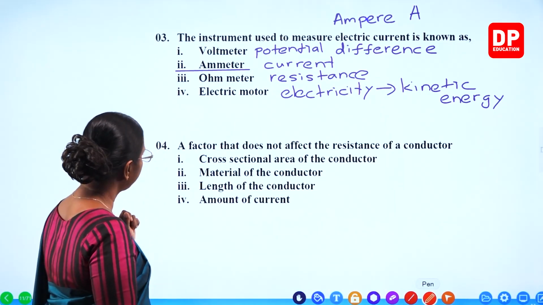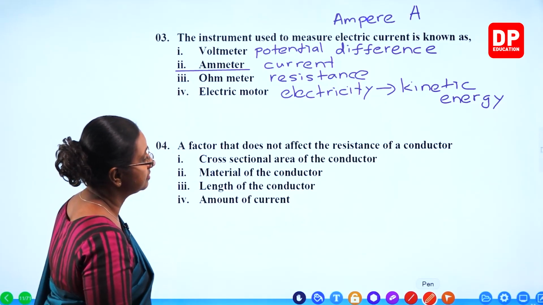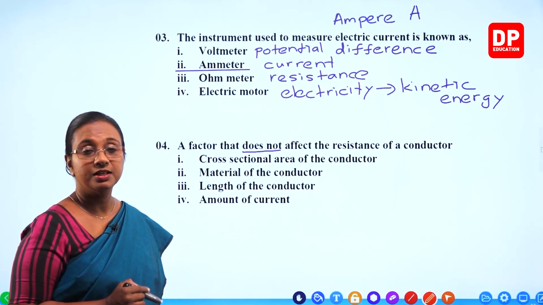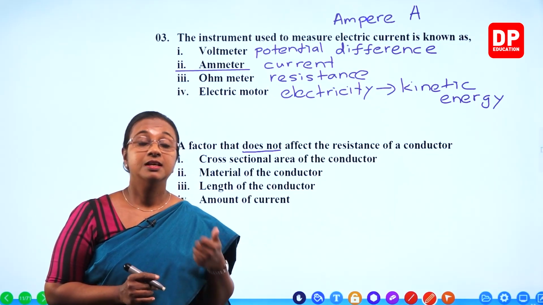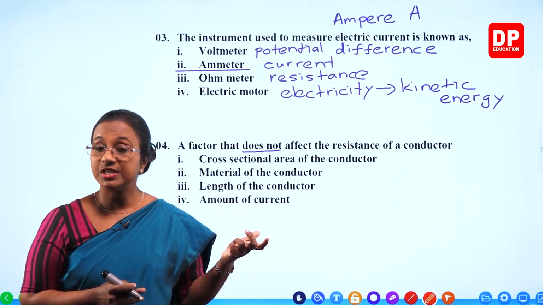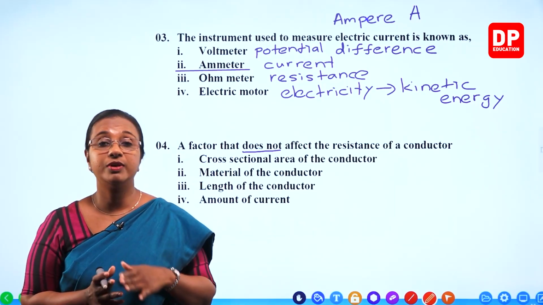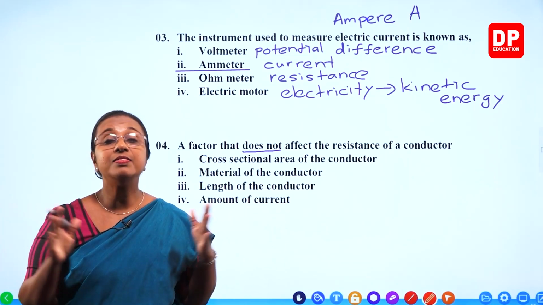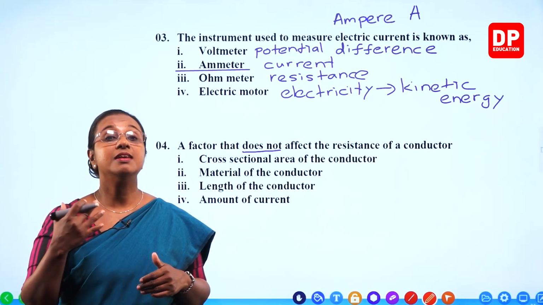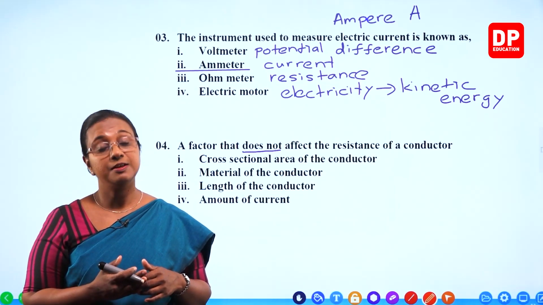Then question number 4. A factor that does not affect the resistance of a conductor. So you all know the factors. One thing, cross-sectional area of the conductor. What happens if the cross-sectional area increases? The resistance decreases. So the current flow is easy. Then the length of the conductor. What happens when the length of the conductor increases? The resistance of the conductor also increases. So current flow will be difficult.